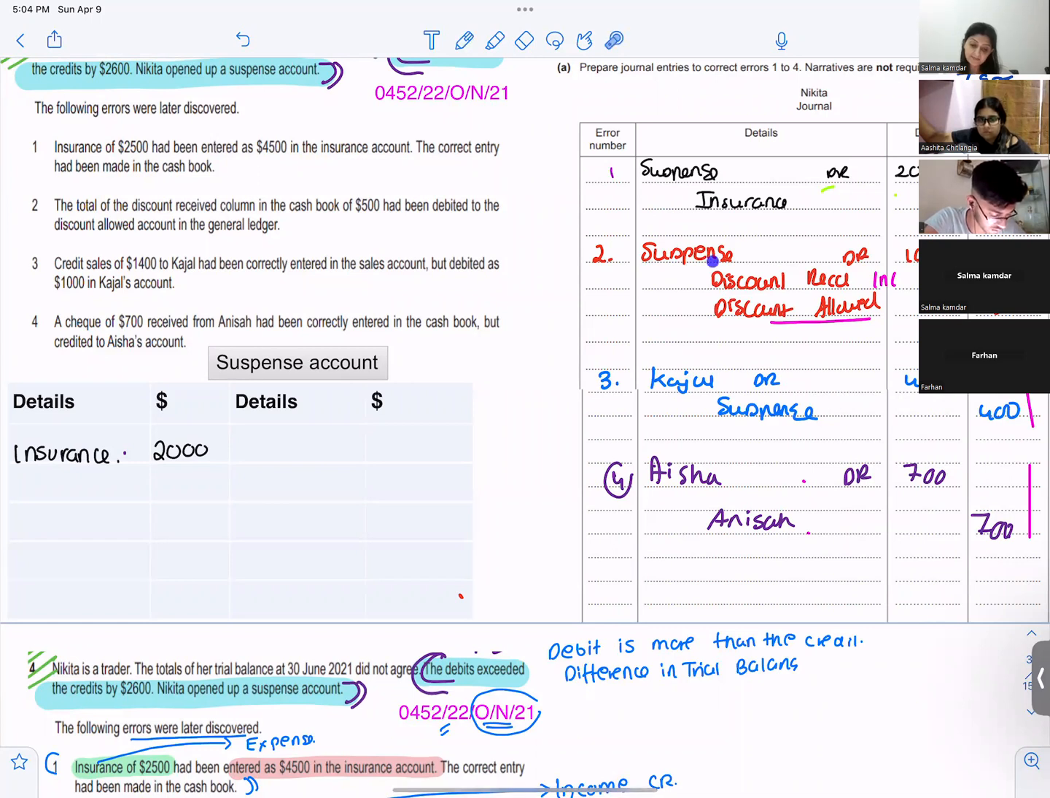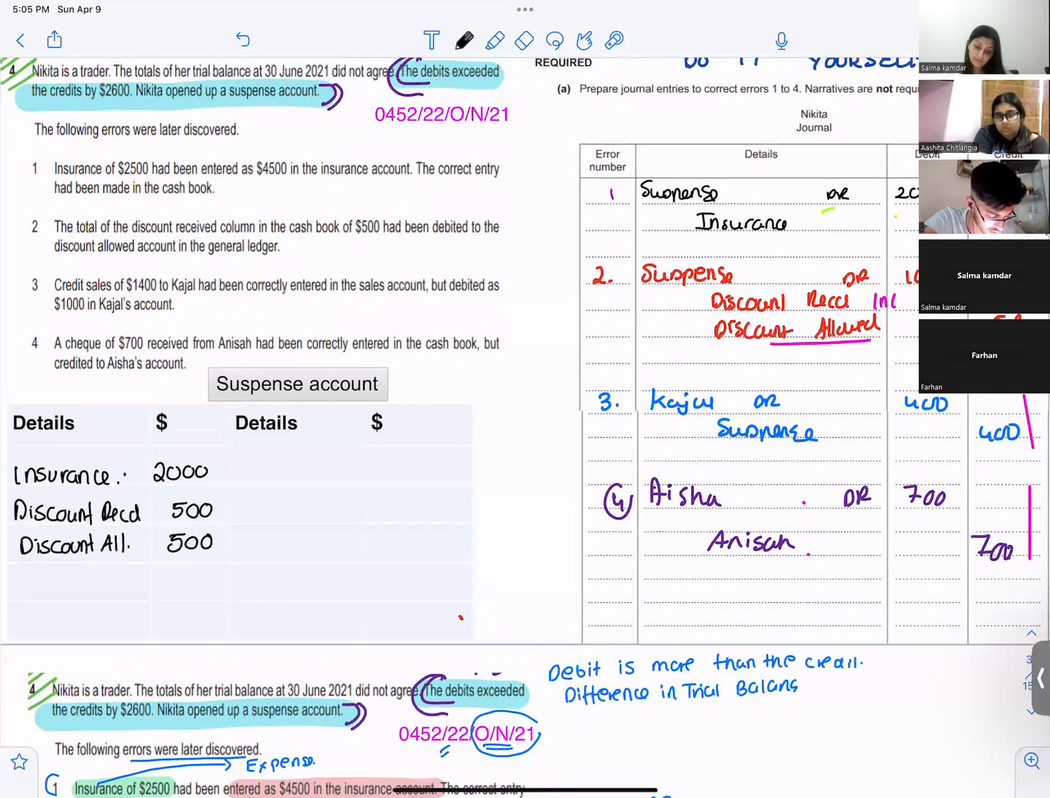Now if you see over here, suspense is debit. Suspense is debited. So on the debit side of your suspense account, what will you write? Discount received and discount allowed. Yes.